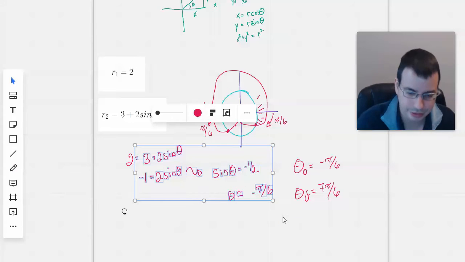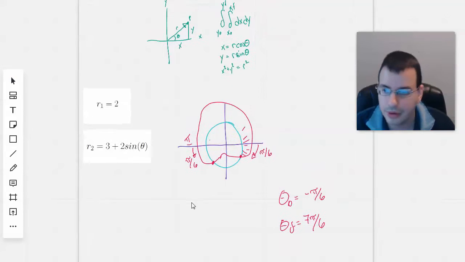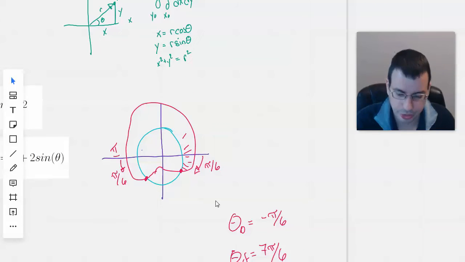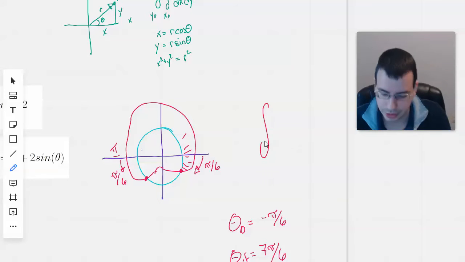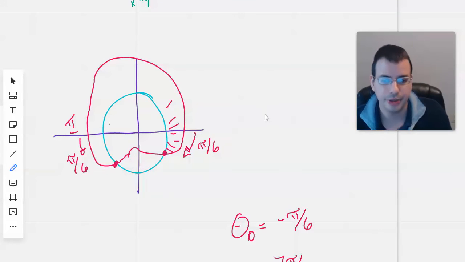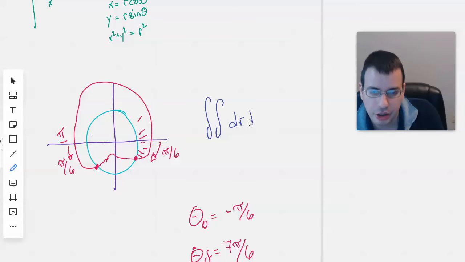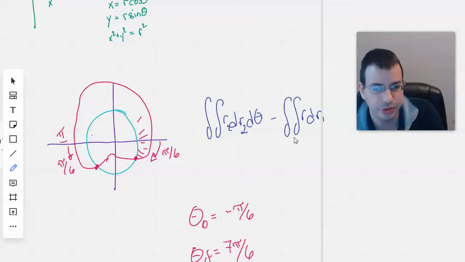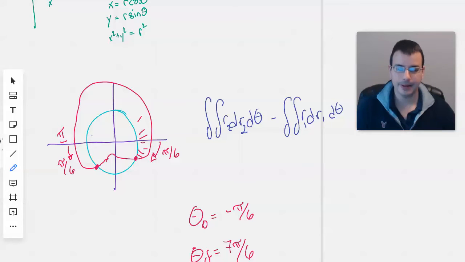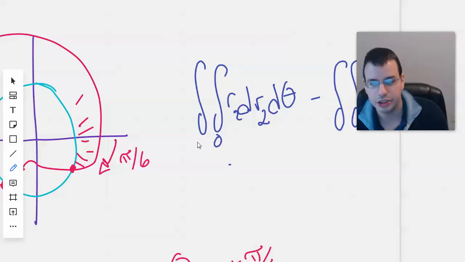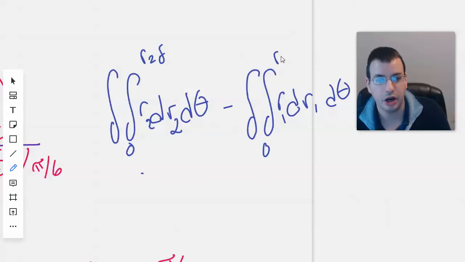Clean up the board a little bit. So now we will do, in blue, double integral r dr d theta, and this will be r2 because it's the big one, minus double integral r dr d theta for r1. This is 2, that's 1. And this would be from 0, because we're going from the beginning, to r2 final. This would be from 0 to r1 final. And then this would be 0 to, not 0 to 2 pi, it would be negative pi over 6 to 7 pi over 6.